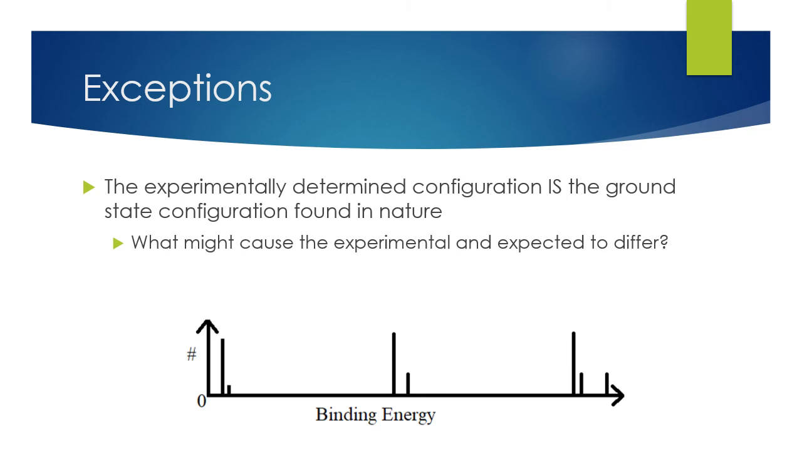So sometimes our experimentally determined configuration will be different than expected, and it is the true ground state configuration for that element found in nature, as opposed to the one that we would predict using periodic trends. So we should take a moment to consider, what might cause placing an electron in a different place than we expect to actually be lower in energy, because that's what it means to be ground state, the lowest energy possible.